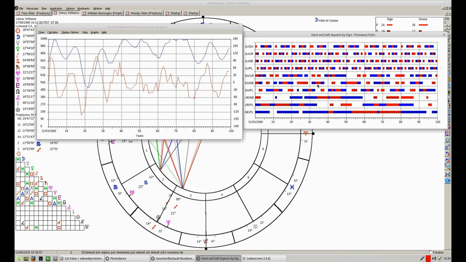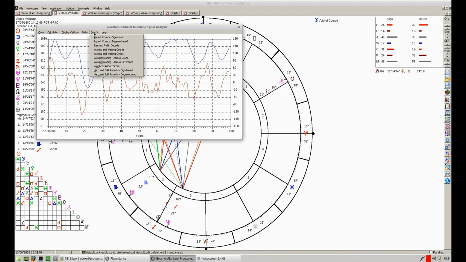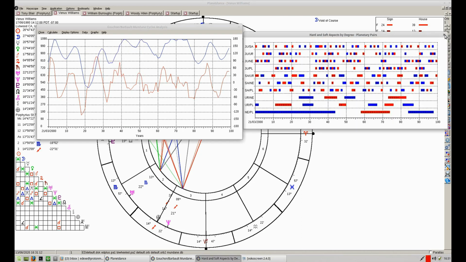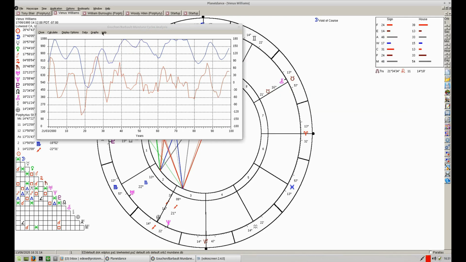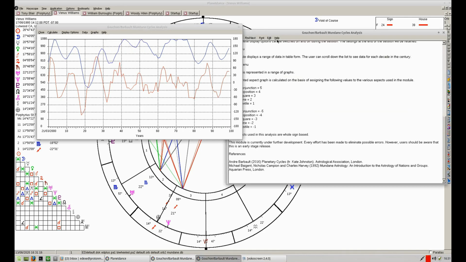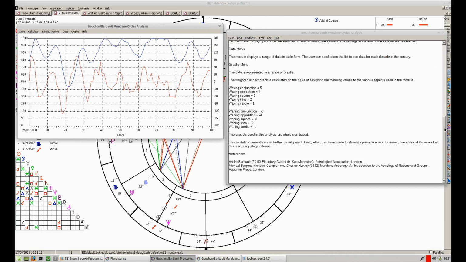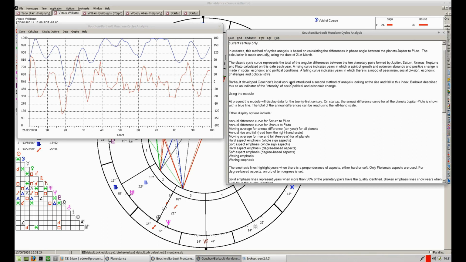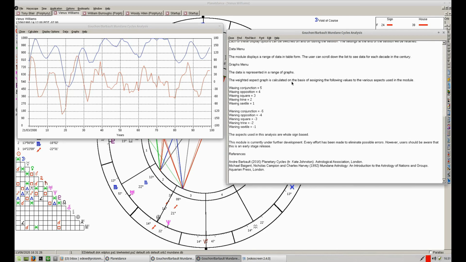Finally, you can get a display that shows you when the hard and soft aspects by sign were formed or form, and also by degree. There's also a comprehensive help menu to assist you, and you can find a little bit of information here, some explanation of how these curves are generated, and also the weighted aspect scores for the weighted aspect graph.